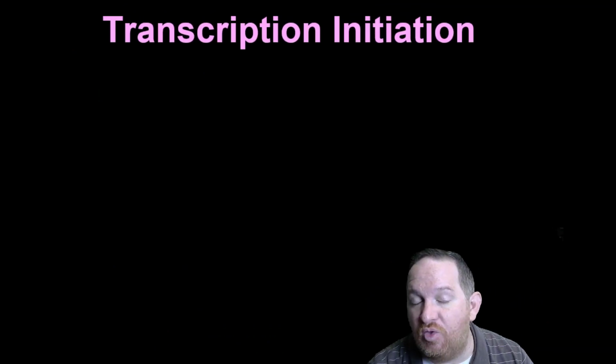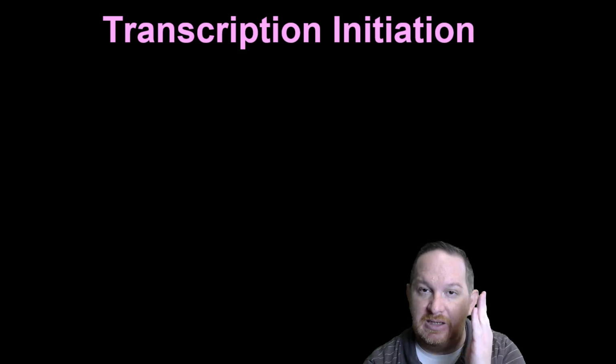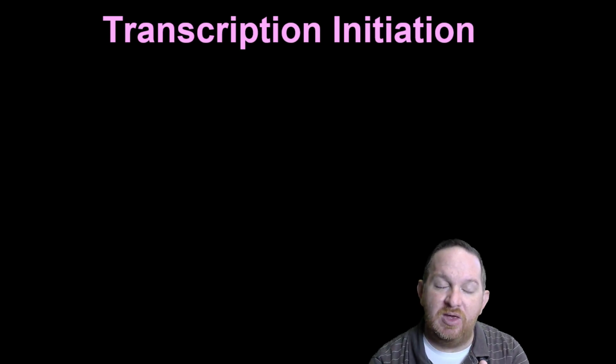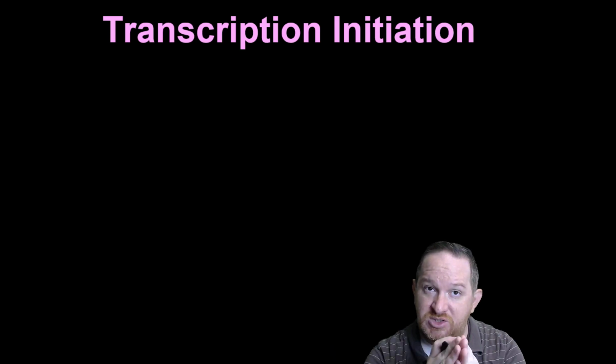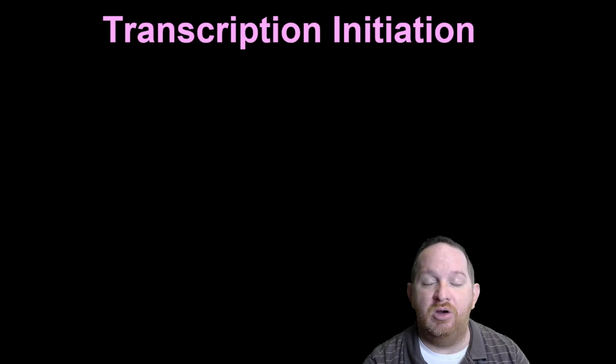Okay, so there are really three steps to how this works, right? We've got to initiate transcription, then we've got to make the messenger RNA longer, so elongation, and then we need to terminate and stop the messenger RNA from being made.